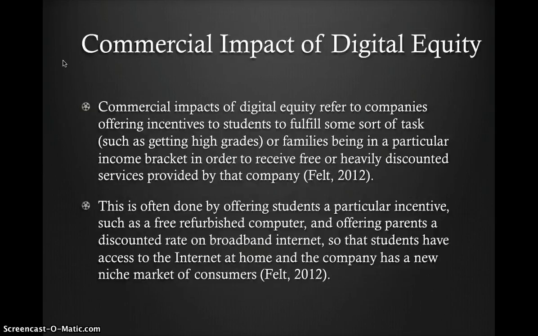The commercial impact of digital equity. Commercial impacts of digital equity refer to companies offering incentives to students to fulfill some sort of task, such as getting high grades, or families being in a particular income bracket in order to receive free or heavily discounted services provided by that company. This is often done by offering students a particular incentive, such as a free refurbished computer, and offering parents a discounted rate on broadband internet, so that the students have access to the internet at home and the company has a new niche market of consumers.